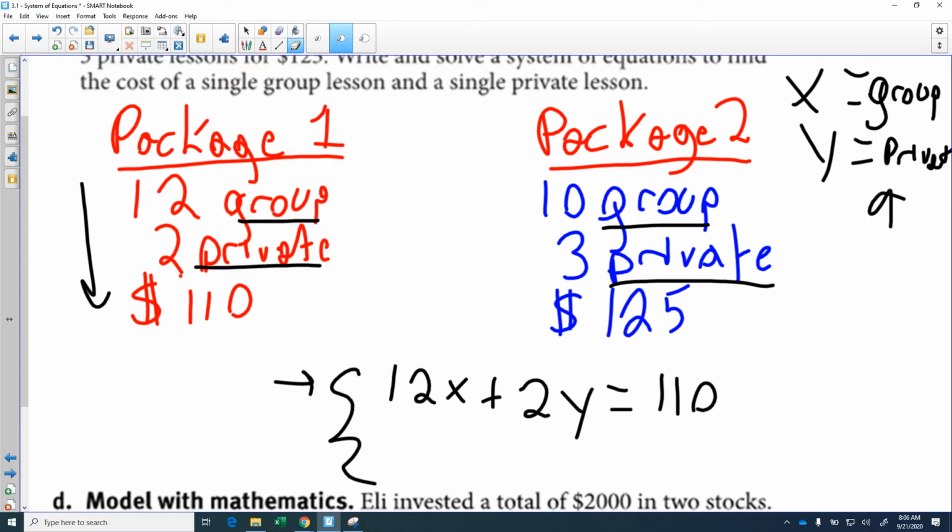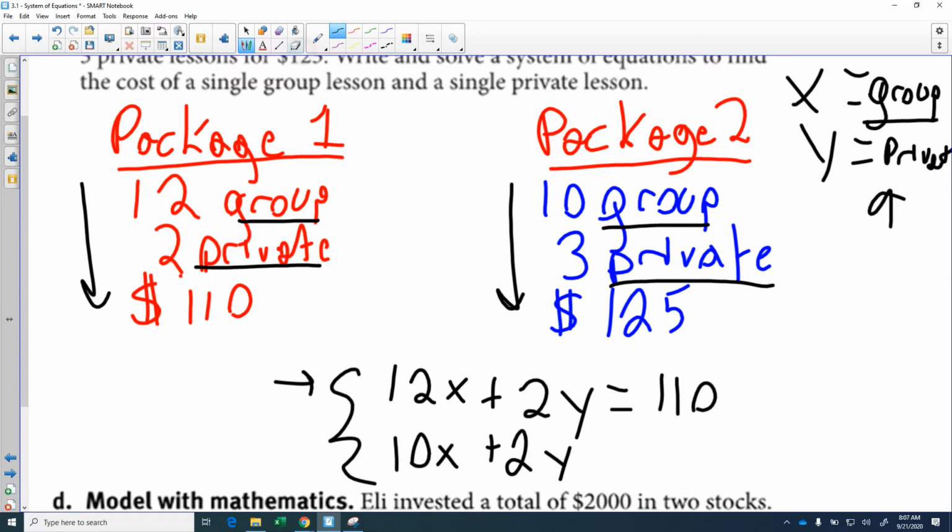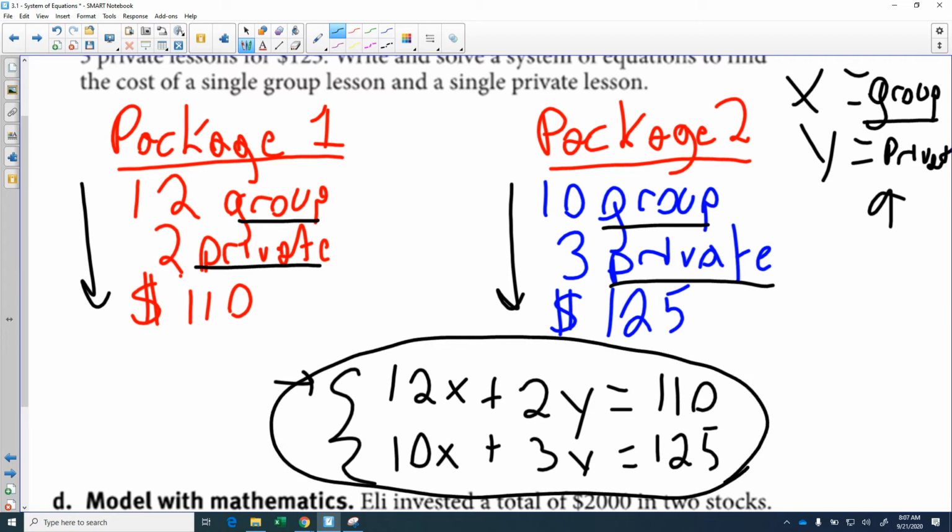So let's go ahead and do the next equation. Again, I want to follow the same rules. We have 10 group, 3 private, and it costs 125. Well, it's going to be 10x, because that's our groups, plus 3y, and that's going to be equal to our total, which is 125. And just like that, we built a system of these 2 situations, and we did it fairly easily. We just wrote down what each package is offering, and then threw in some x's and y's, and we have a system there.